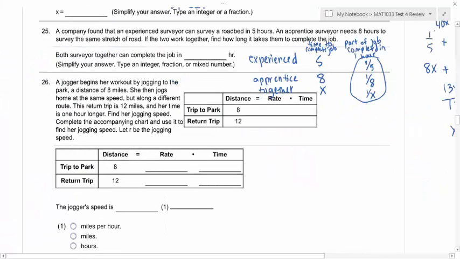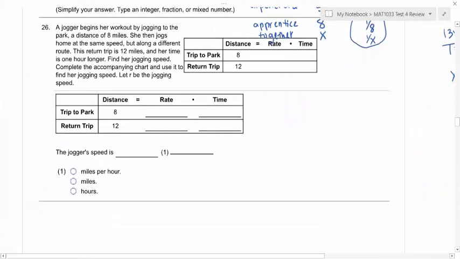A lot of blanks to be filled in here. A jogger begins her workout by jogging a distance of 8 miles. She then jogs home at the same speed along a different route that is 12 miles. Her time is 1 hour longer. Find her speed. Her rate, if we're using the letter R, her rate is the same going to the park and coming home from the park, right? That's what they tell us in the problem. So our rates are both going to be R.